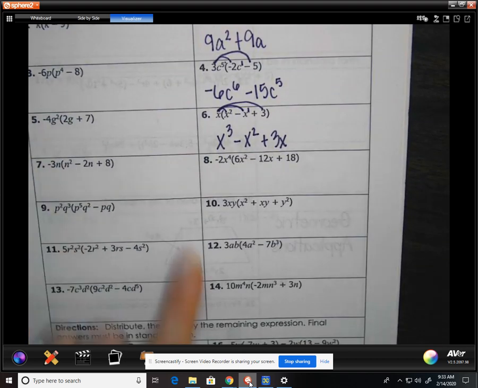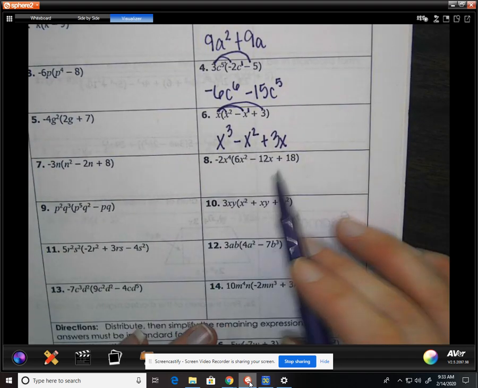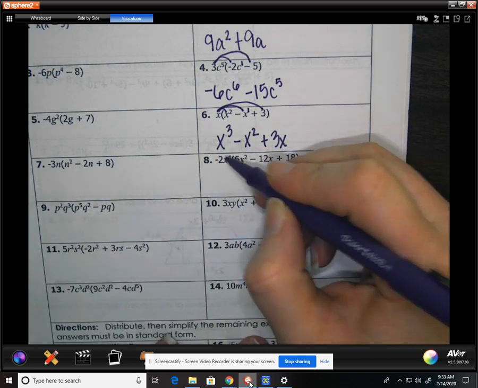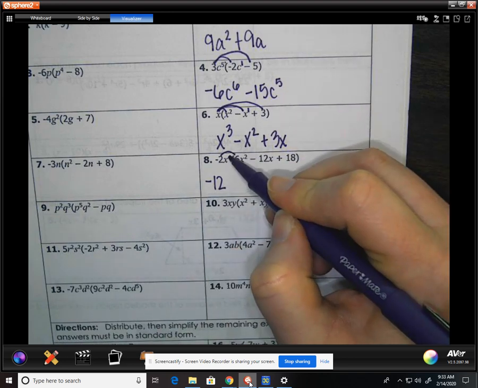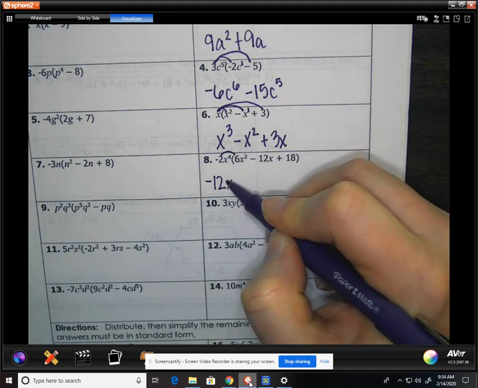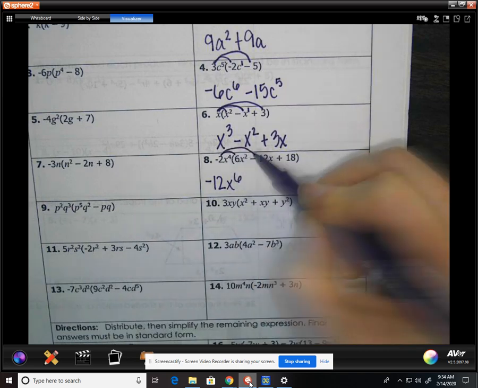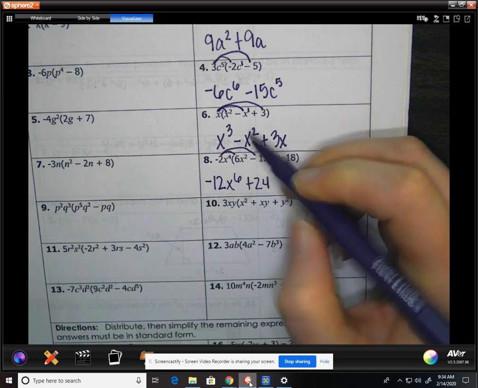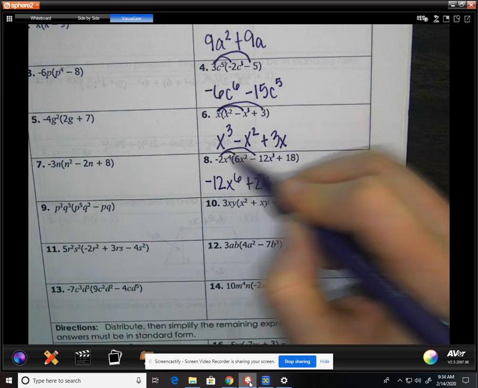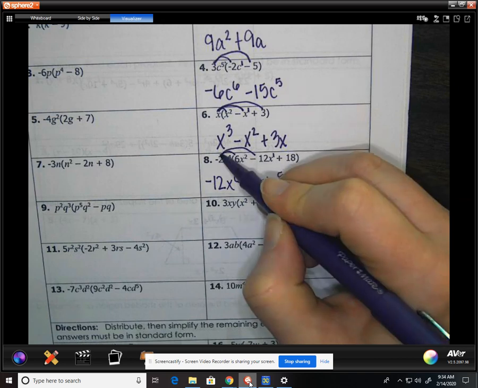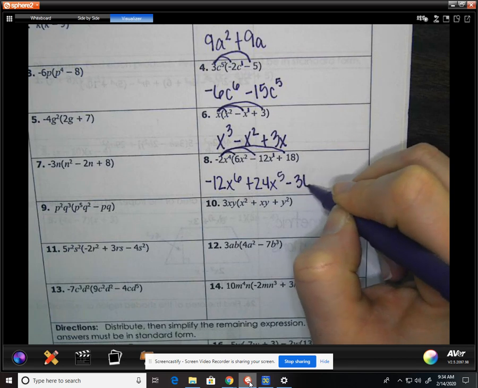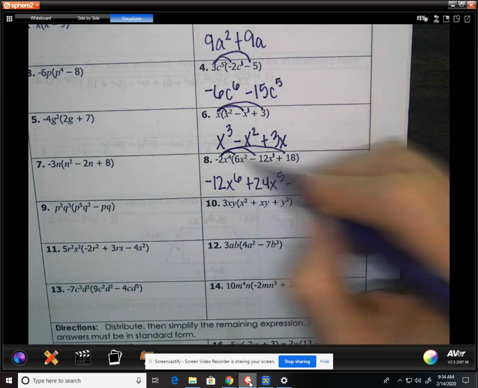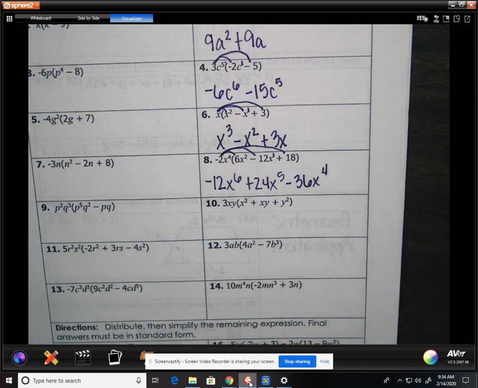Okay, for number 8, let me lift this up just a second. Number 8, I have negative 2x to the 4th times 6x squared minus 12x plus 18. Okay, so multiply coefficients. Negative 2 times 6 is negative 12. And then if I have an x to the 4th and an x squared, I add these. 4 plus 2 gives me x to the 6th. Okay, negative 2 times negative 12 is positive 24. If I have an x to the 4th and an x to the 1st, 4 plus 1 gives me x to the 5th. And then if I do negative 2 times 18, that gives me negative 36. And if I have x to the 4th and no x's, this is just x to the 4th.